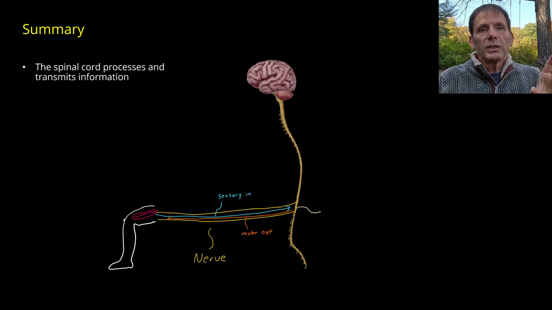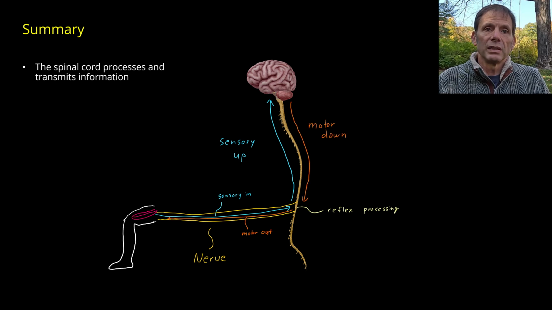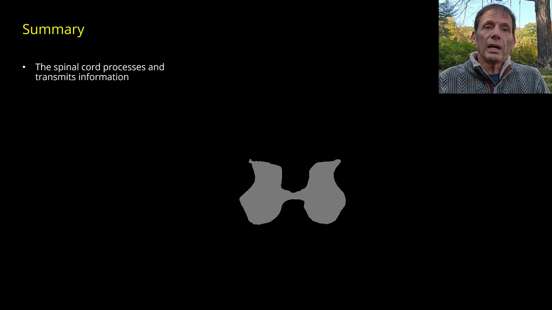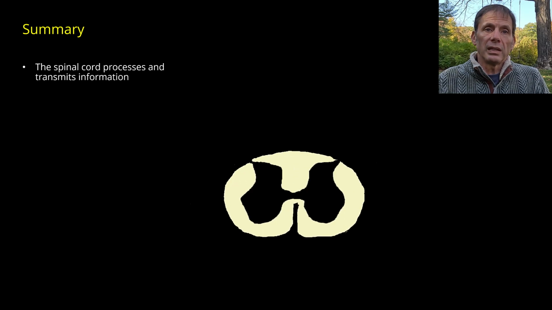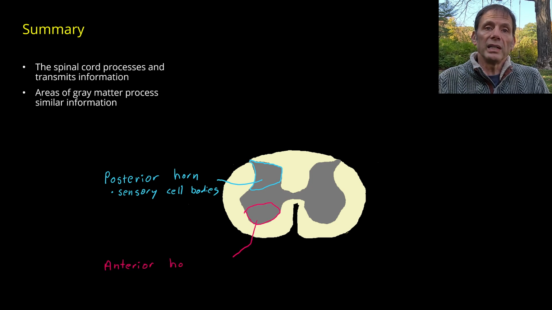The spinal cord is responsible for processing and transmitting signals that travel through spinal nerves. The spinal cord is made up of gray matter and white matter. The gray matter has a posterior horn that houses cell bodies for sensory neurons, an anterior gray horn that houses the cell bodies for somatic motor neurons, and lateral gray matter that houses the cell bodies involved in autonomic signaling.